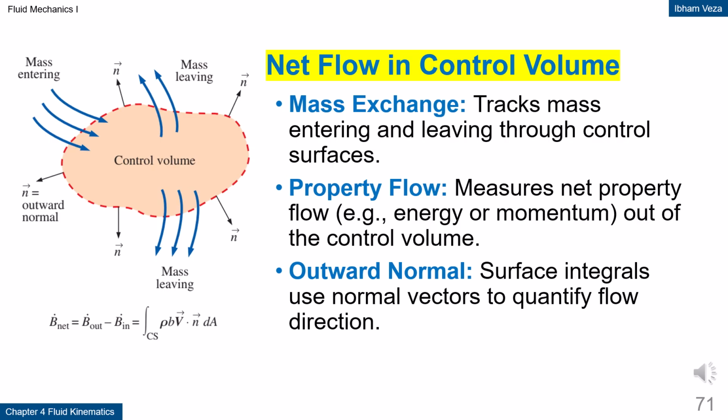The direction of the outward normal vector determines the sign of the flow contribution. With this approach, mass, momentum, and energy balances can be written in a general form. This concept forms the basis of all control volume-based conservation equations.